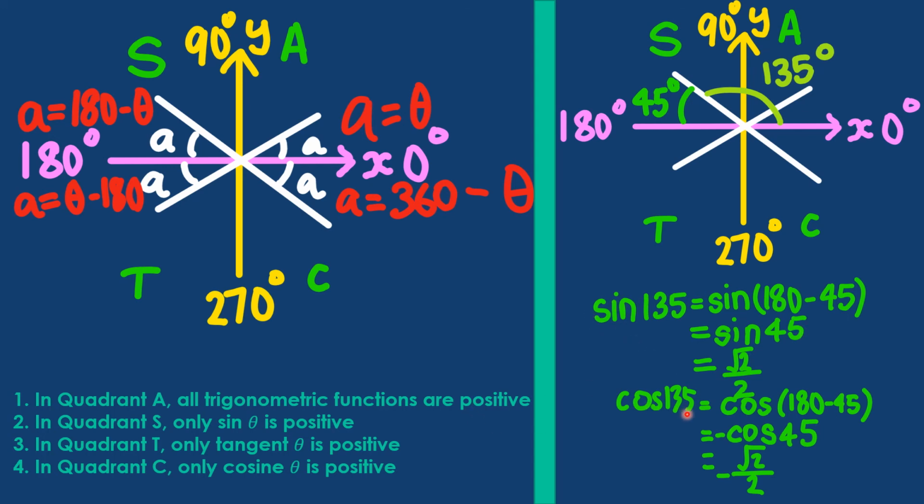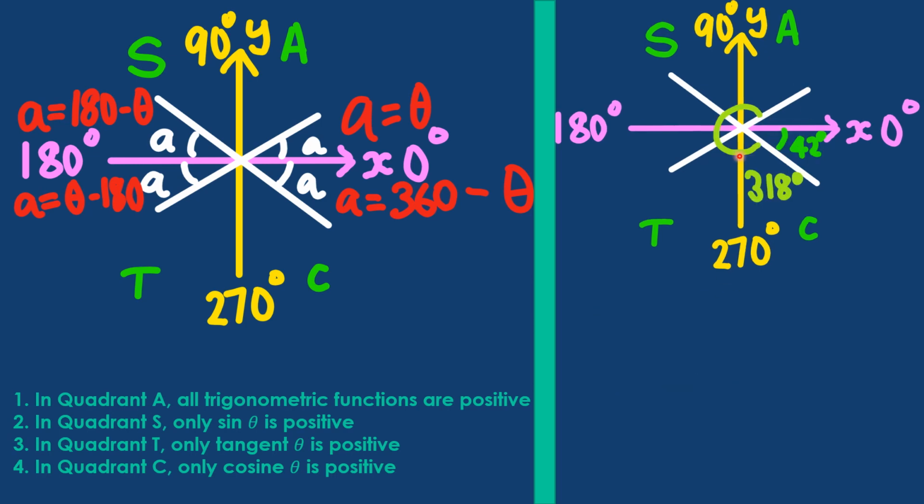Cosine 135 is equal to cosine 180 minus 45. But if you notice, 135 belongs in the S category, not the C. And only sine is positive. So because of that, it will become negative. So it will become negative cosine 45, which is negative root 2 over 2. An easy way to remember this is CAST. So you can just do conversion of angles for you to understand how it works.